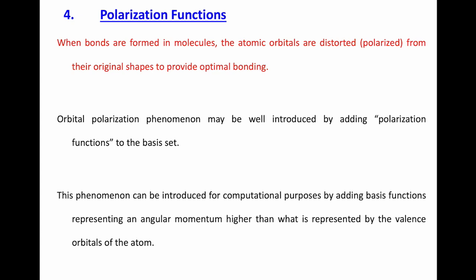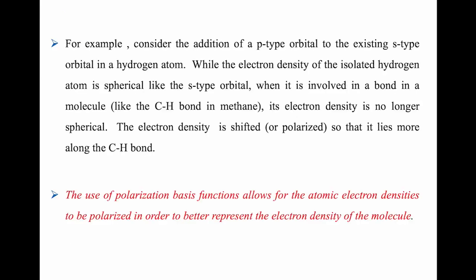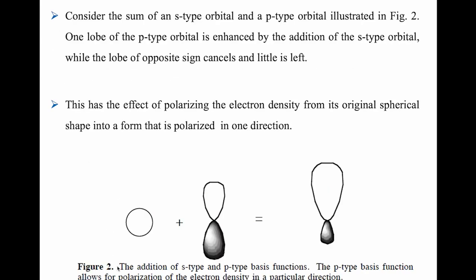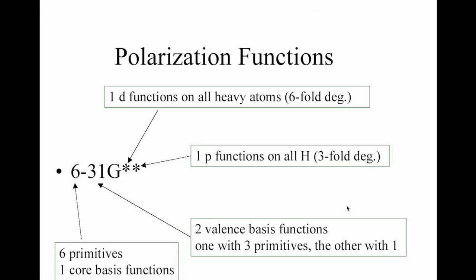Next is the polarization basis function, where when bonds are formed in molecules, the atomic orbitals are distorted from their original shape to provide optimal bonding. For example, if an s orbital is combined with a p orbital, we get an orbital like this. That means the shape of the orbital is changed. By finding the electron density distribution, we can use polarization basis functions. These polarization basis functions are represented by a star.